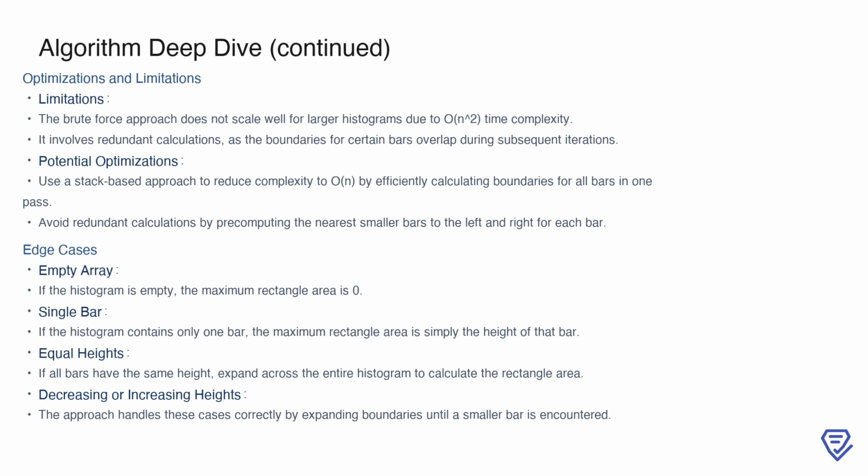Additionally, we must consider edge cases, such as an empty histogram where the maximum area is 0, or a single bar where the area equals the bar's height. For histograms with equal height bars, the rectangle spans the entire width, while for strictly increasing or decreasing heights, the algorithm still works by expanding boundaries until smaller bars are encountered. These optimizations and considerations make the problem both challenging and interesting to solve efficiently.